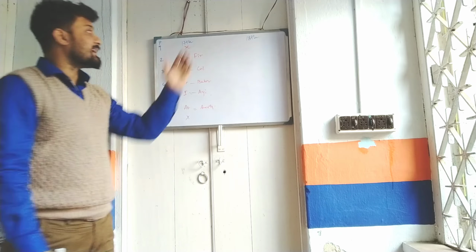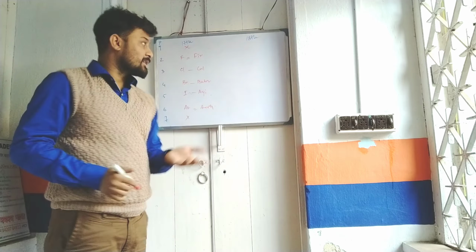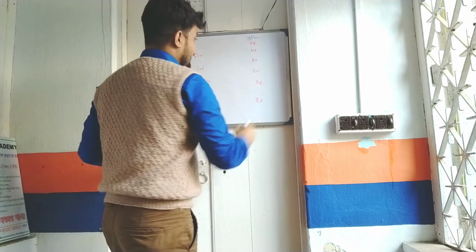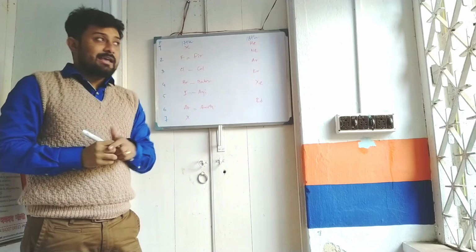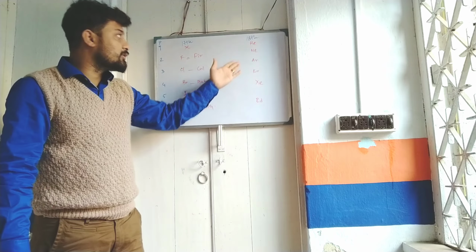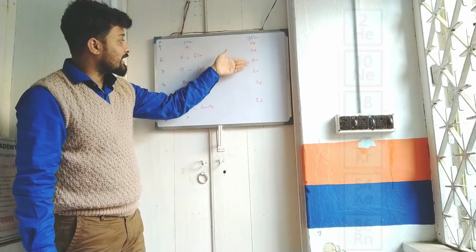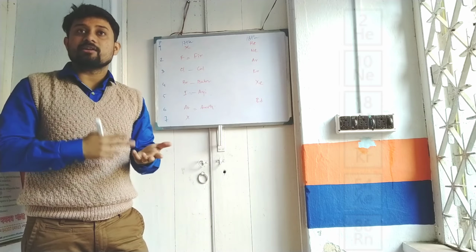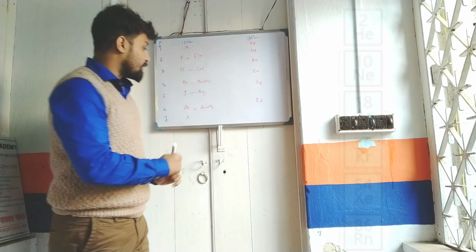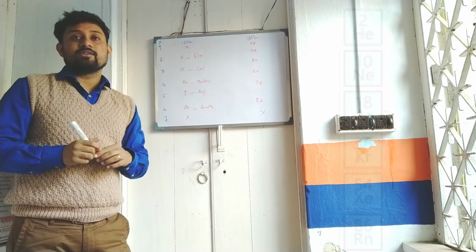Now the last one, the 18th group. The 18th group has all the inert gases. We don't have any shortcuts to remember this, but you can easily remember them by their names only: helium, neon, argon, krypton, xenon, radon. They are all present there, and of course the 7th one is not necessary to remember.